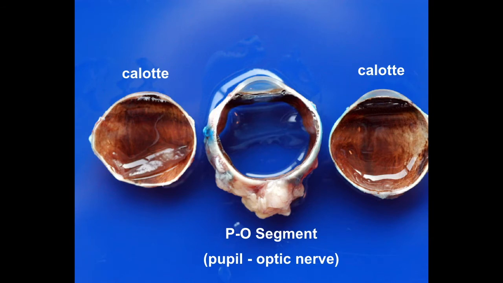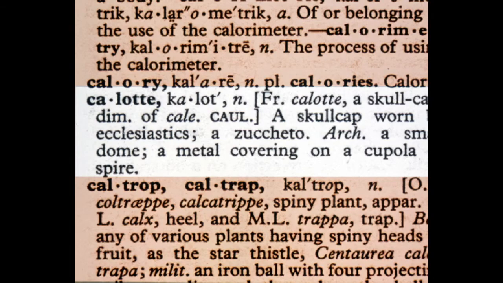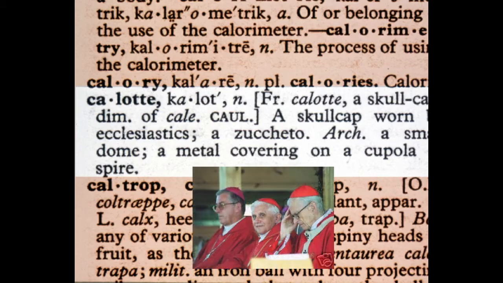Eyes are sectioned in a standardized fashion. We cut a short central cylinder called the PO segment. This is called the PO segment because it includes the pupil and optic nerve. The two caps that are cut are called the calottes. Calotte is a French word meaning skull cap. Skull caps worn by ecclesiastics like the Pope are called zucchettos.